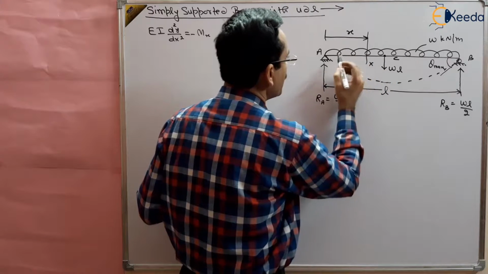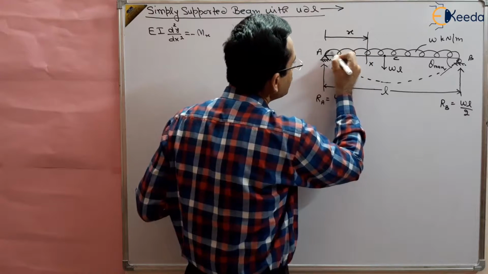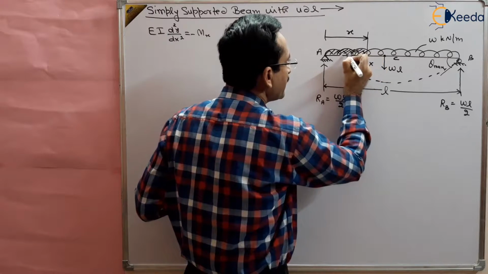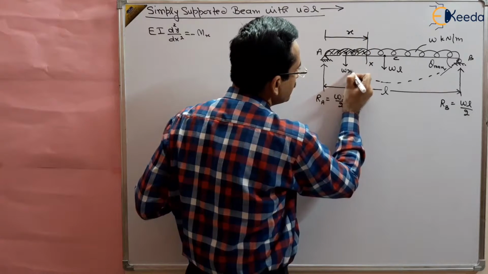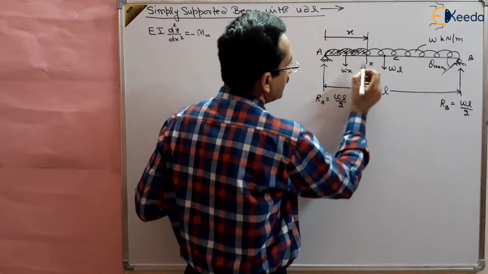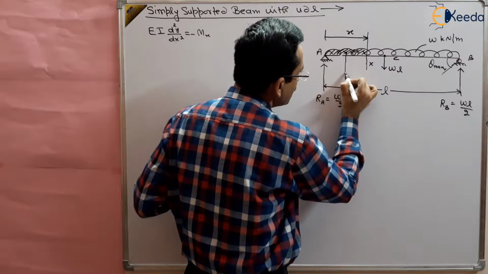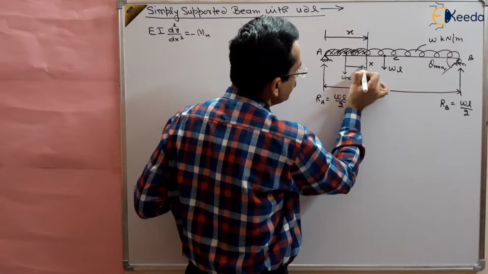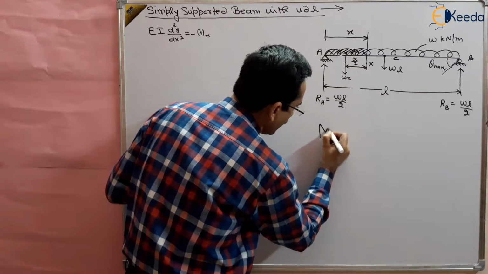Now what is the moment? What is the moment of this WL by 2? That is WL by 2 multiplied by x, and also this x part of the beam will have a load W multiplied by x, acting at the center of this part, right? And this distance will be x by 2. This is Wx, and this distance will be x by 2. So what will be the moment at a distance x?